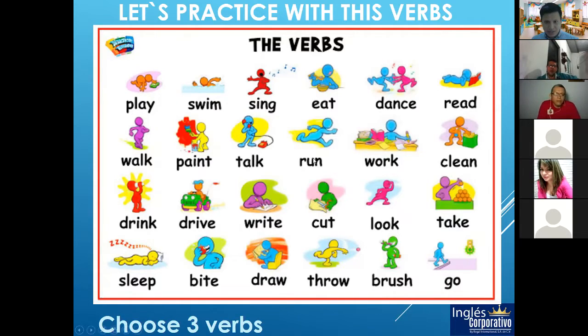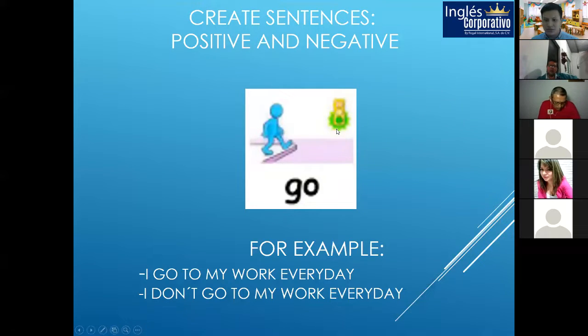Okay, you got it? What we are gonna do right now? ¿Qué vamos a hacer ahorita? Veamos. You have to create sentences. Creando una acción. Positivas y negativas. Los tres verbos tienen que crear una oración en positivo y en negativo. Entonces, ¿van a ser por todas? Seis. Six. Ok, for example, yo solo elegí una. Okay, elegí go.